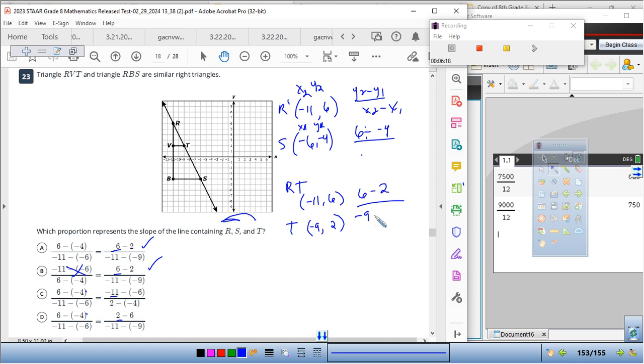And go to negative 9 minus negative 11. So we start off with negative 11, so we're going to switch out the top. So we're going 2 minus 6, negative 11 minus a negative 9. So there's the answer. Again, it's because you can switch. What does that mean? If I calculate this slope from R to T, I can go rise over run, but if I go from T to R, I still have the same numbers and I still get the same slope.